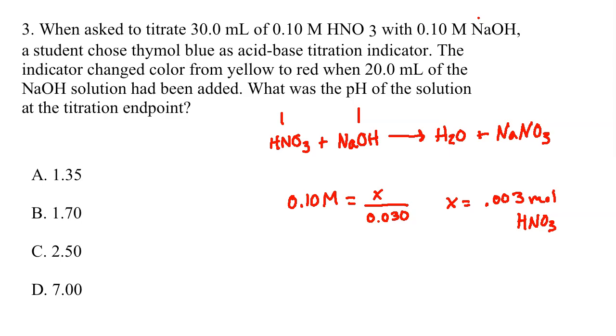All right, now, it also told us how much sodium hydroxide was used in order to obtain the endpoint. So same concentration. You notice the concentrations are the same. It allows for some easier math here. Okay, only 20 mL was used. So X, in this case, is going to be 0.002 moles of the NaOH that was consumed.